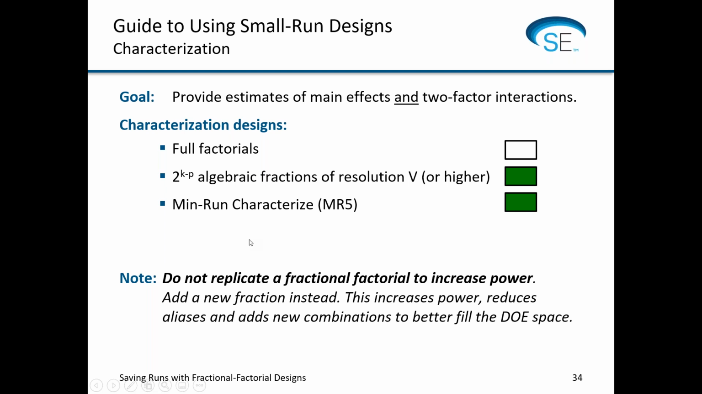Note, on both screening designs and characterization designs, if you need to increase the power of a fractional factorial design, don't replicate. Instead, go up to a bigger design, add a new fraction, because that additional fraction is going to increase power. It's also going to reduce aliasing. You'll be able to estimate more terms, and it adds new process combinations that better fill your DOE space. So you are testing in more areas of the design space.